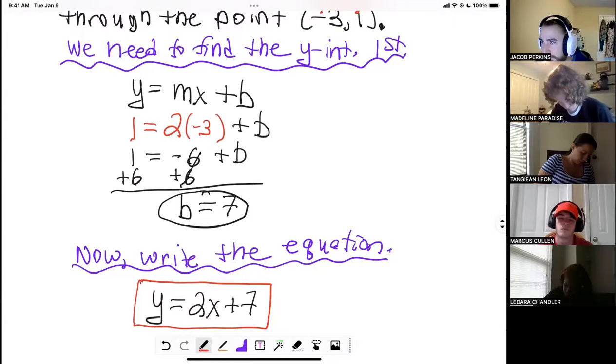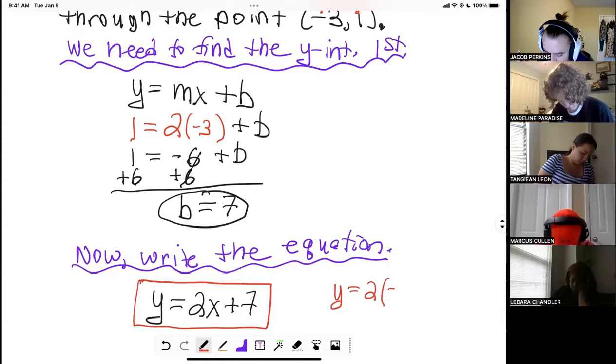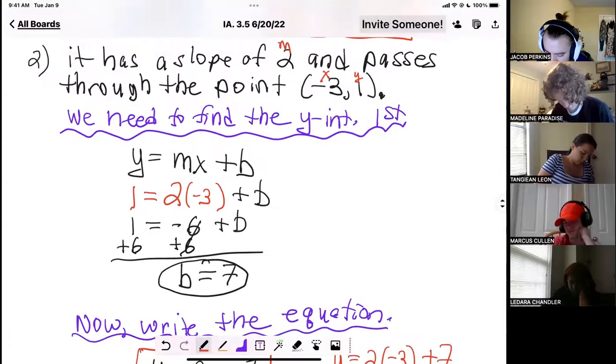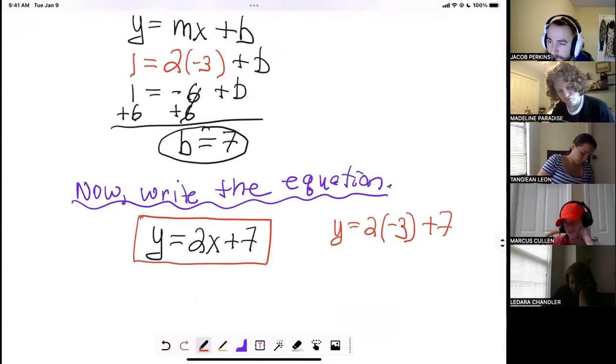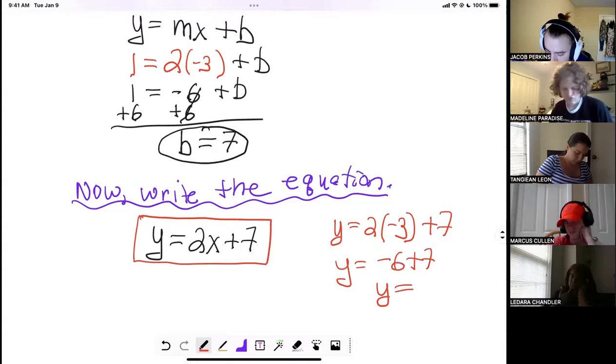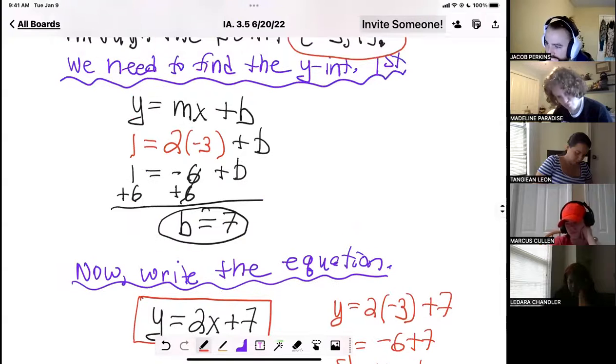And you can always check it by doing this. So y is equal to 2 times, if I put -3 in, will I get 1 out? Remember, the point they told us was -3, 1. So it has to be equal. So y is equal to -6 plus 7. Y is equal to 1. So I know that if I put -3 in, I get 1 out. And that's the point that my line had to go through. So it's perfect.